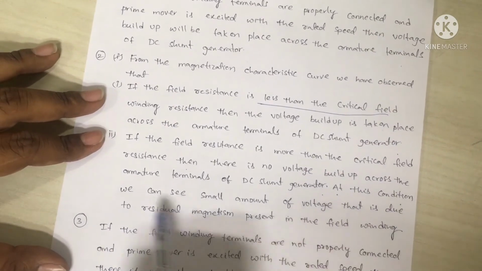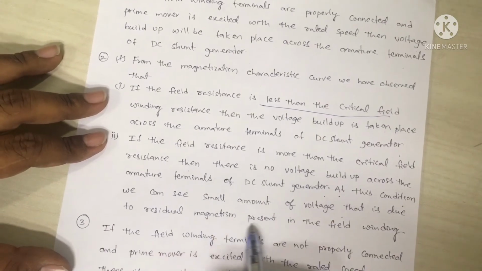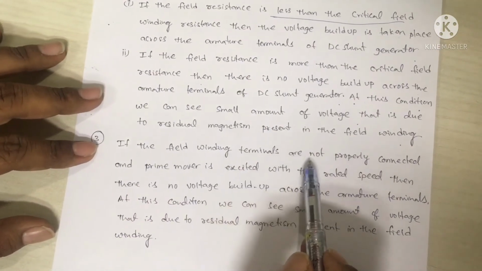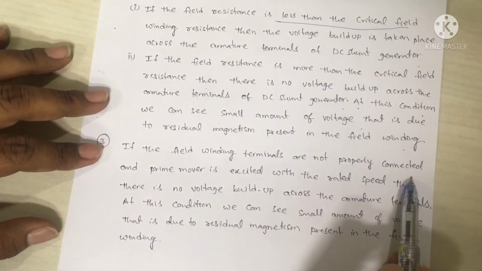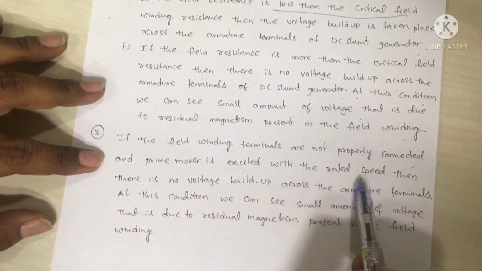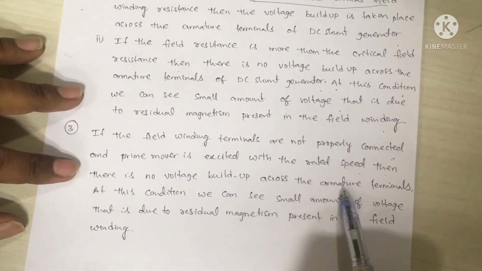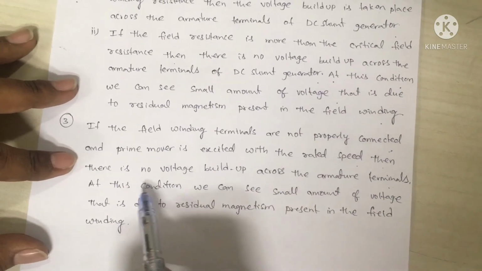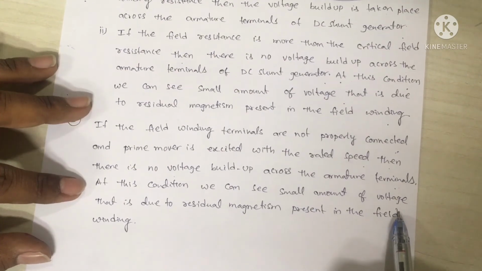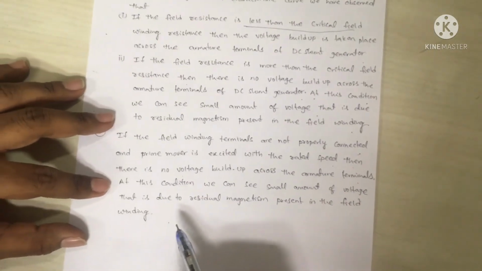But at this condition, we can see a small amount of voltage, that is due to residual magnetism present in the field winding. If the field winding terminals are not properly connected, that is if the field winding terminals are interchanged and the prime mover is excited with the rated speed, then there is no voltage buildup across the armature terminals of the DC shunt generator. But at this condition we can see a small amount of voltage, that is due to residual magnetism present in the field winding. Thank you.